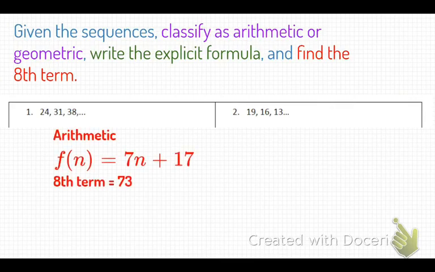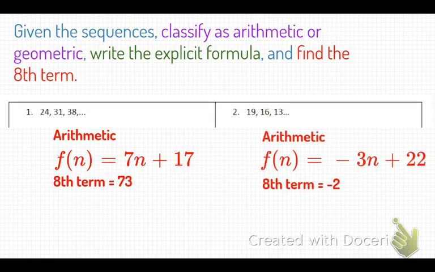Check your answer. Did you get arithmetic? M is 7, B is 17, and our 8th term is 73. Yes. This one okay? Okay, are you almost done with the second one? Okay, here's the second one. Is that what you got? Yes. Okay, I have one last one.